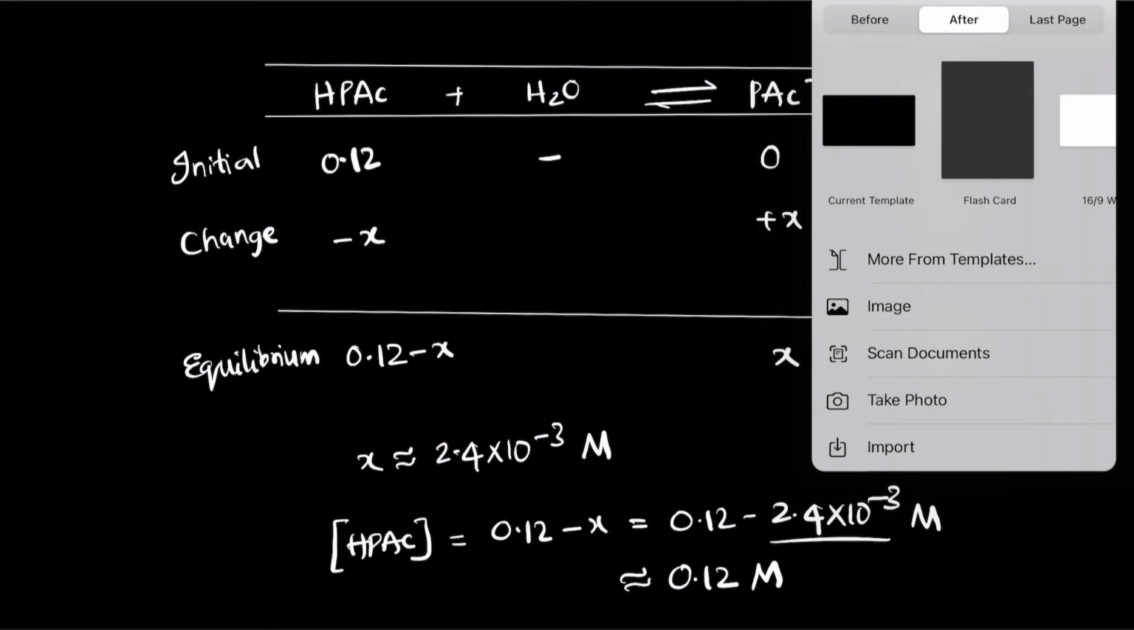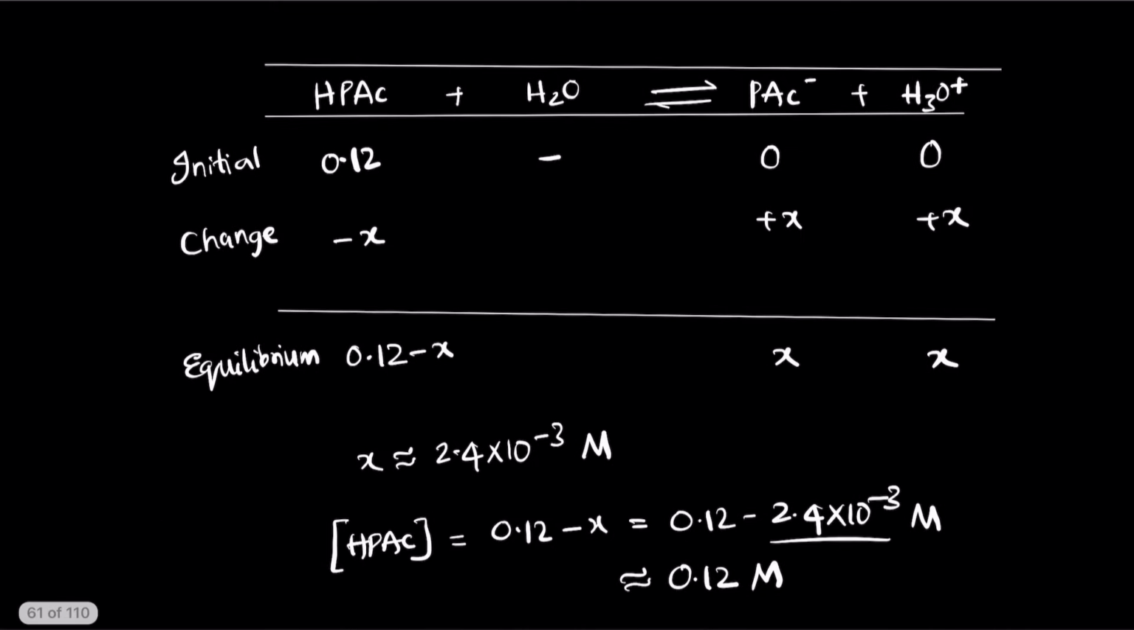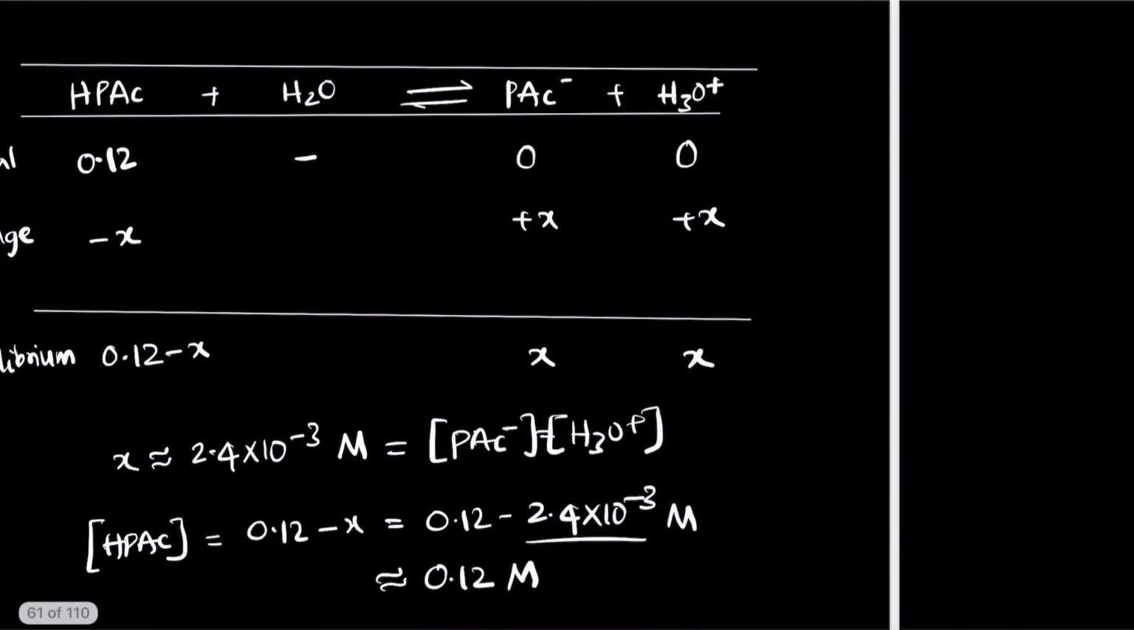Now let's take into consideration the formula for Ka. From this we can also say that this x value is equal to the PAC minus concentration and also equal to the H3O plus concentration. So we have everything that we need.